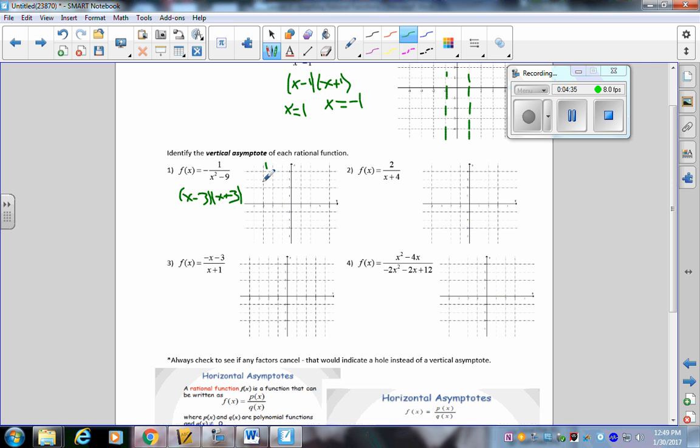Okay, so dash it in at x equals -3 and x equals +3. Remember, I'm getting those by just setting each factor equal to 0 and solving. All right, in number 2, it doesn't need to be factored, so I simply have x equals -4.